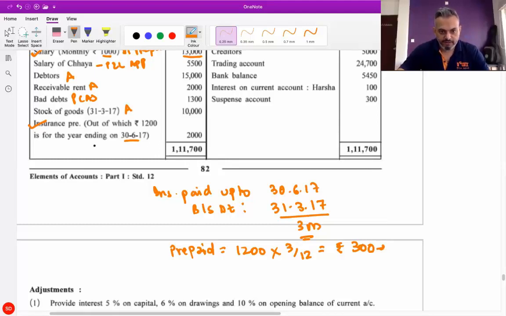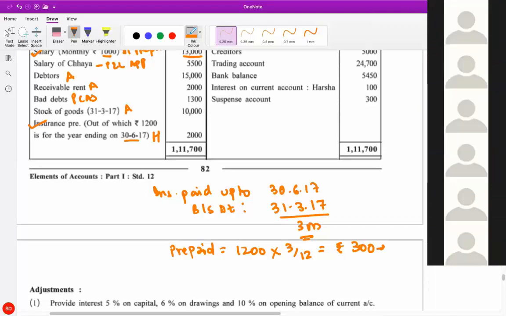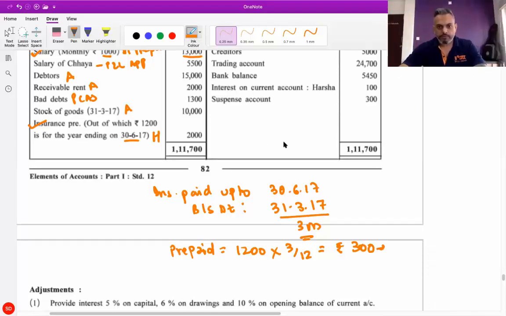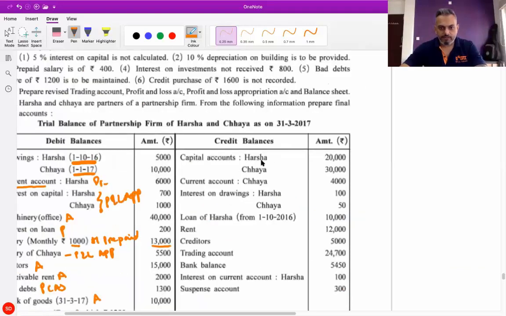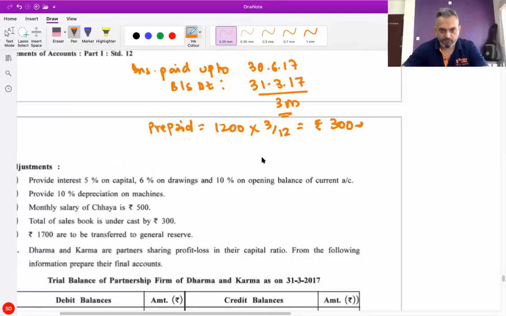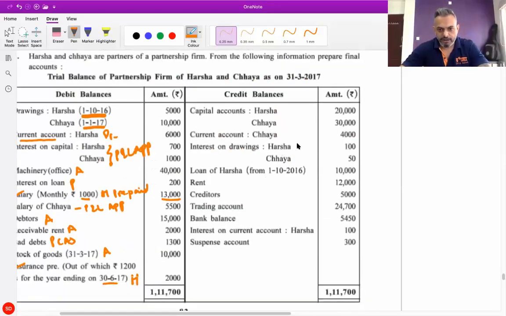So mark this as a hidden adjustment. Any doubt, anyone? Okay, proceed now. Now, capital account, we will see if there is any adjustment in capital, or else directly it will go to balance sheet asset. Current account will go to current account. Interest on drawing, again this will go to P&L appropriation.